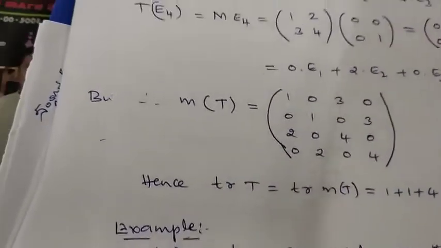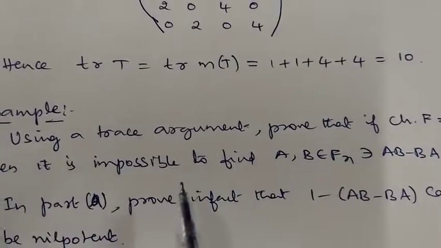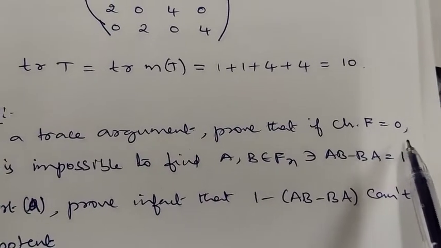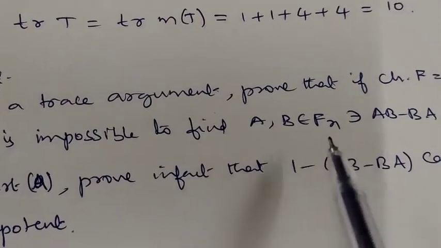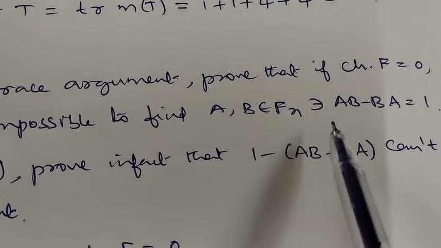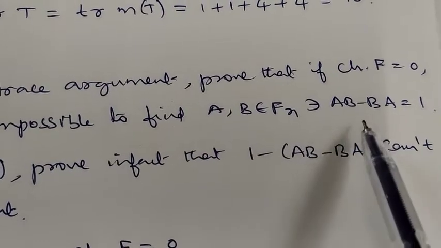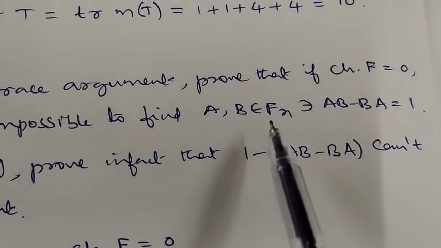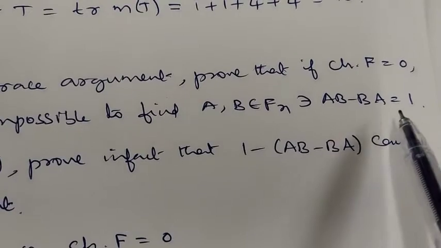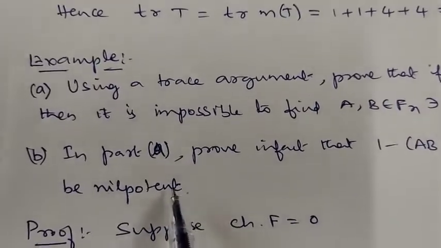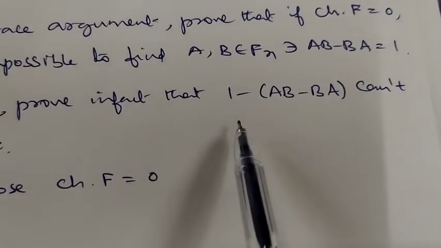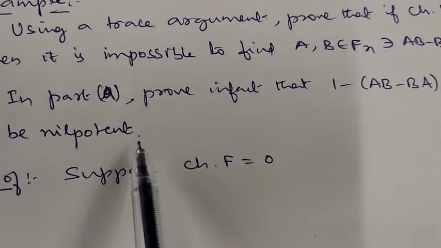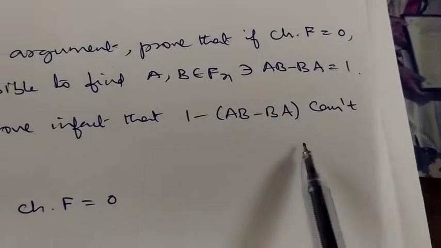So, let us take up the final example of this class. Using the trace argument, prove that if the characteristic of a field is 0, then it is impossible to find n cross n matrices A and B such that AB minus BA is 1. If the characteristic of F is 0, then you prove that we cannot find any two matrices A and B such that AB minus BA is 1. And in the second part, prove that AB minus BA cannot be nilpotent.